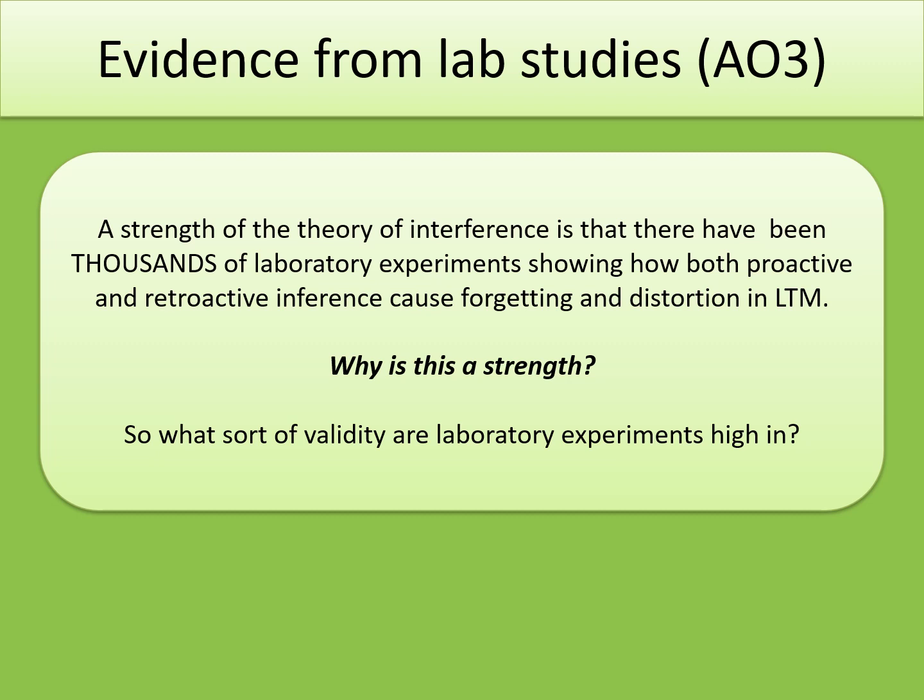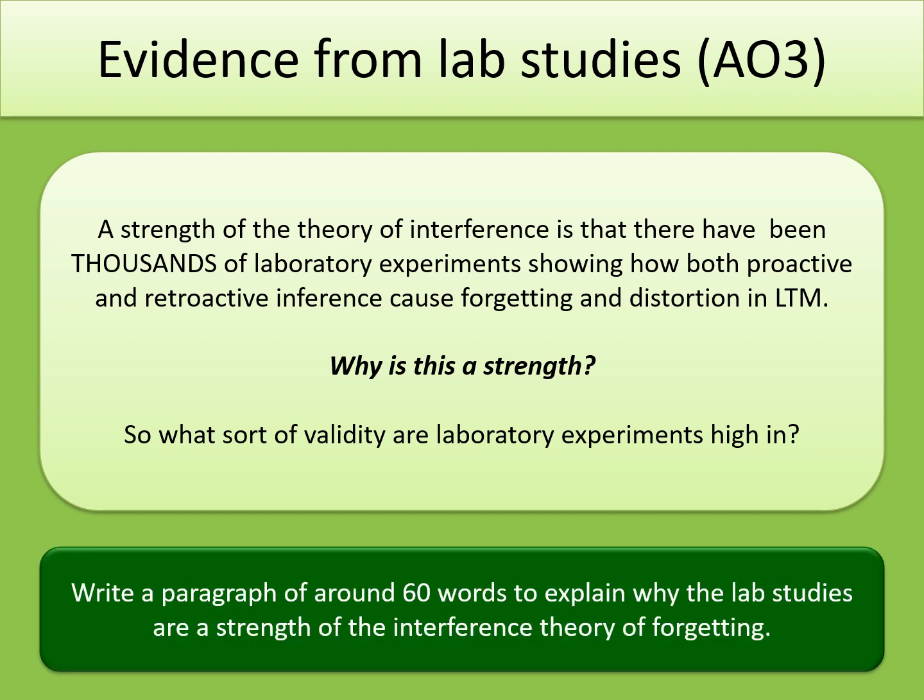And if you've got thousands of laboratory experiments all showing exactly the same thing and that are able to be replicated, then that adds validity to the theory, because if everything is finding exactly the same thing, that interference occurs, you're just gaining more and more and more evidence. And if experiments are replicated, that adds to validity, because it's showing that even with slight changes, you still get the same results. So write a paragraph of about 60 words now, pause it and write the paragraph now, just to explain why laboratory studies are a strength of interference theory.